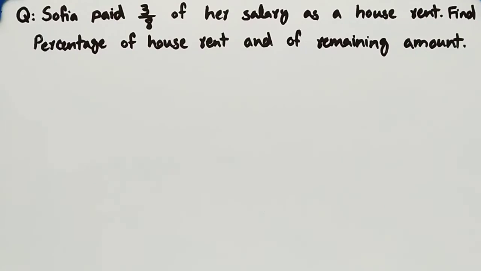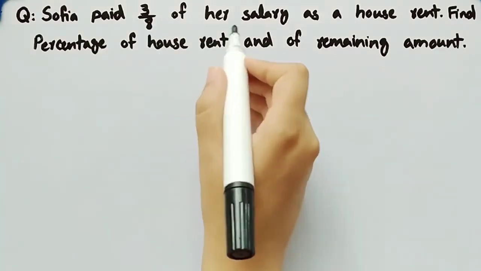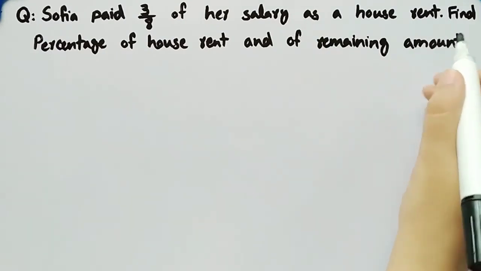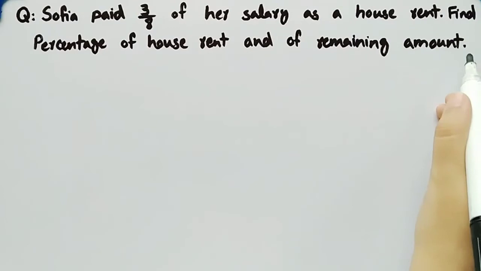In this video, we will discuss a word problem related to percentage. The problem states that Sofia paid 3 by 8 of her salary as house rent. Find the percentage of house rent and of the remaining amount.